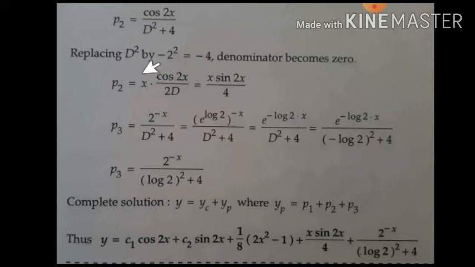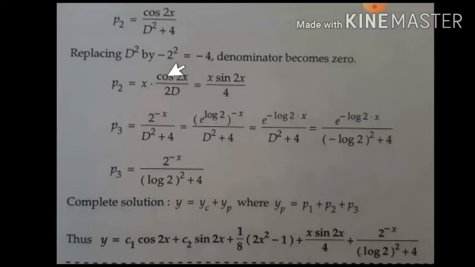It means the differential operator should not be applied for this x. That is separated from applying the differential operator. So introduce x on the left side of the inverse differential operator and differentiate the f of D function. What is the derivative of D square? It is 2D. Derivative of 4 is 0.